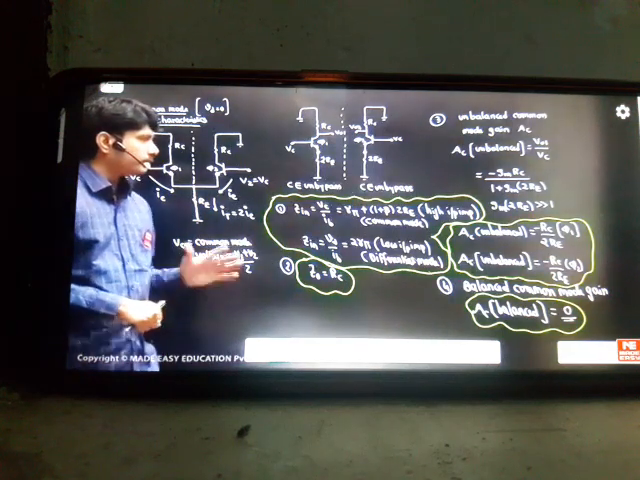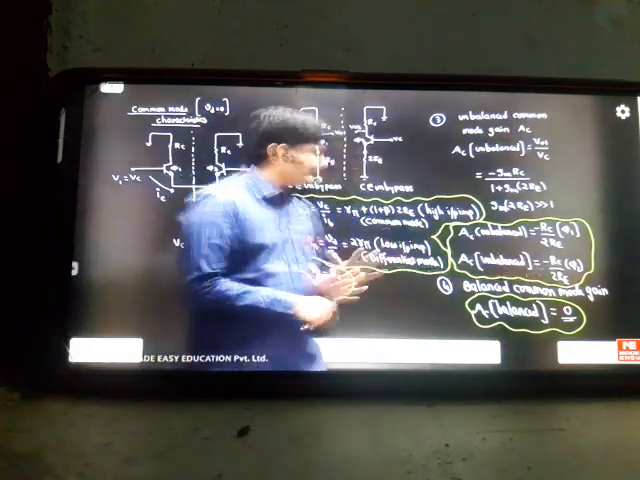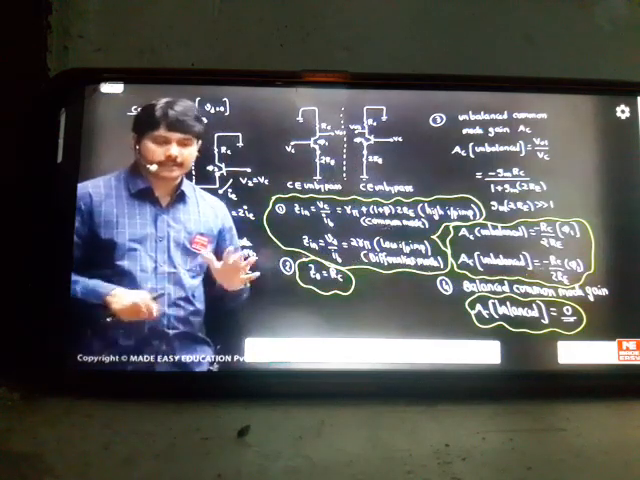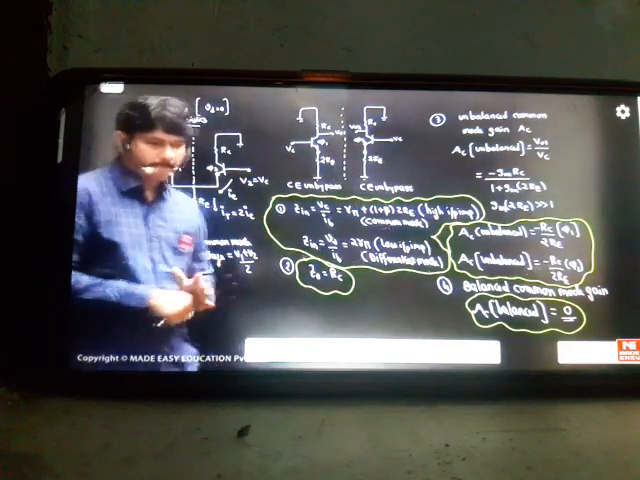So in common mode, RE effects will come. Everywhere you will see capital RE here. RE effect will come in common mode analysis. RE effect will be nullified in a differential mode analysis. That is the beauty in the mathematics we are seeing now.